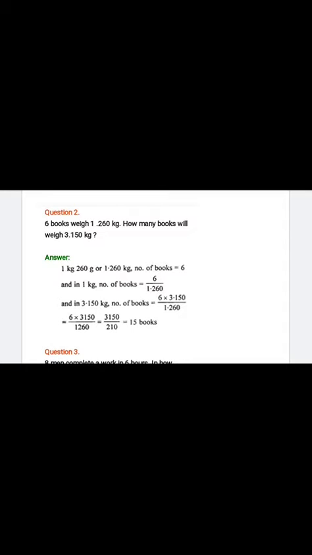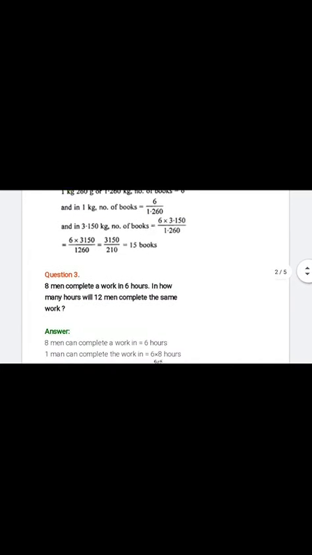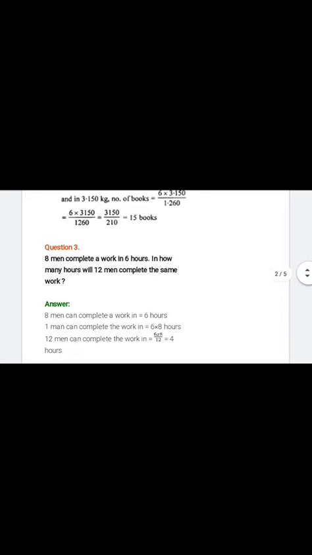Okay, you have studied this in 3rd and 4th class. So after doing the division, 10 will get cancelled. So 315 upon 21, which will be 15 books. How many books will be there? 15 books. Now we will see question number 3.